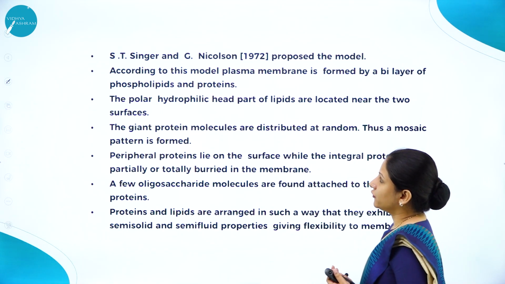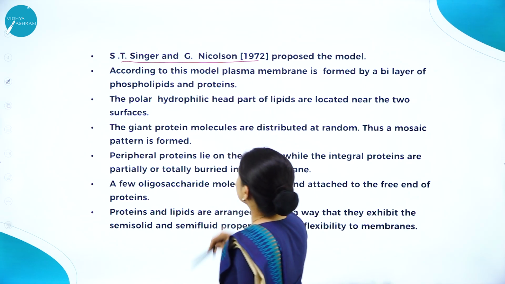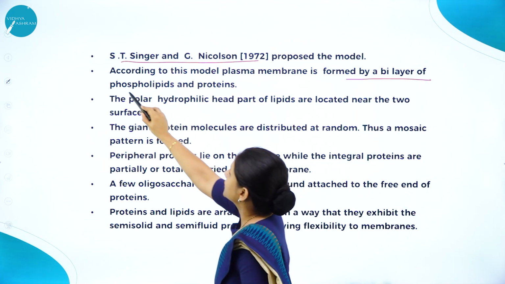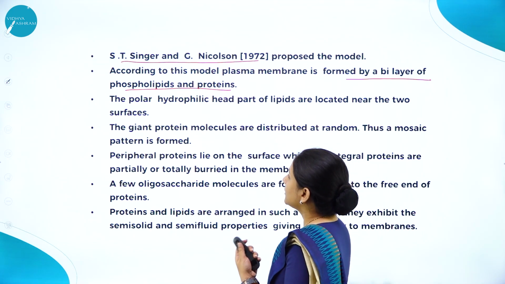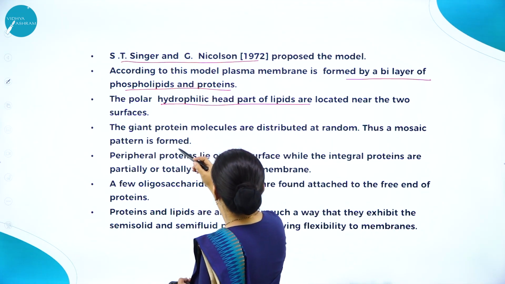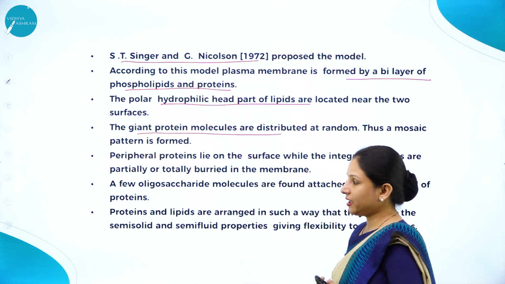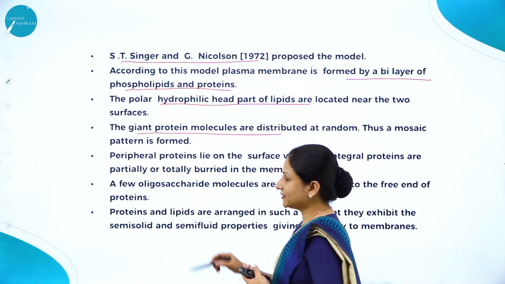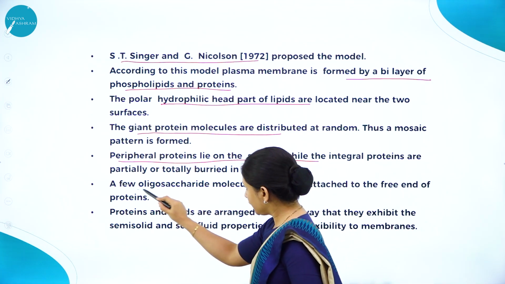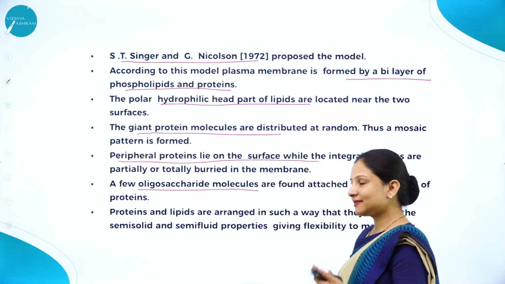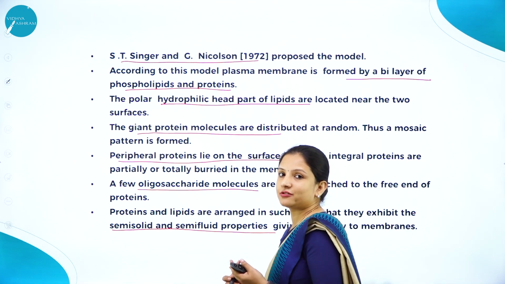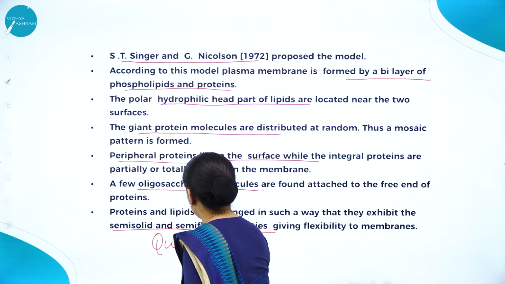Next answer, that is the explanation for this. S.J. Singer and G. Nicholson proposed the fluid mosaic model, and according to this model, it consists of a bilayer of phospholipids and proteins, and the polar hydrophilic head part of the lipids are located near the surface, whereas giant protein molecules are distributed randomly, and peripheral proteins are also present. They lie embedded or totally buried within the lipid bilayer, and apart from that, they contain a few oligosaccharide molecules also. The proteins and lipids are arranged in such a way that they exhibit semi-solid and semi-fluid property, or instead of writing that, you can write quasi-fluid property.